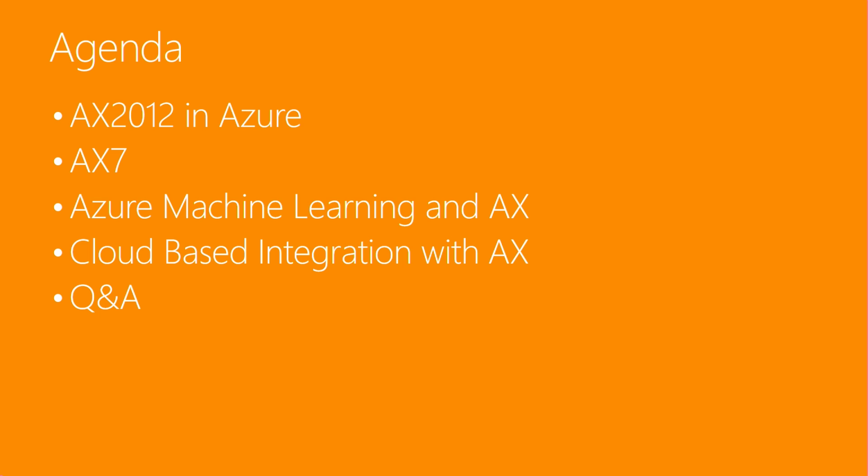Lastly, we're going to talk about cloud-based integration with Dynamics X, both on 2012 and on AX7. There, we're going to focus on things like, if you're hosting your solution on-premise, how you do a ground-to-cloud type of integration. Also, how do you expose web services from your on-premise ERP solution in a secure way for a mobile application to consume.